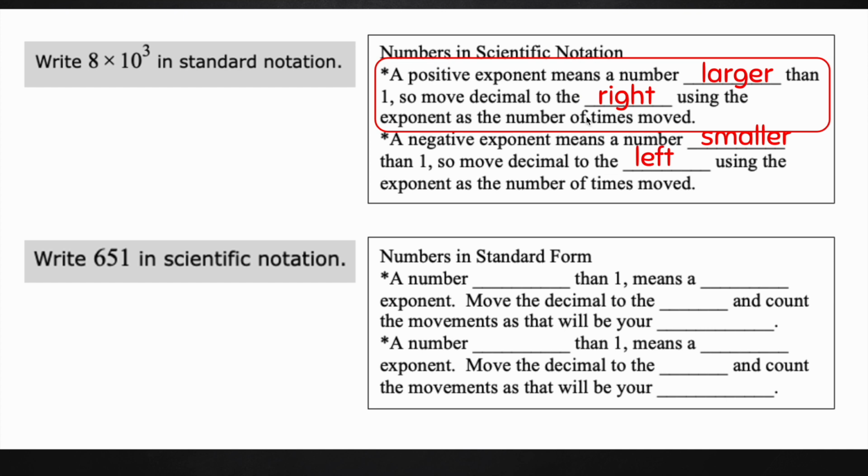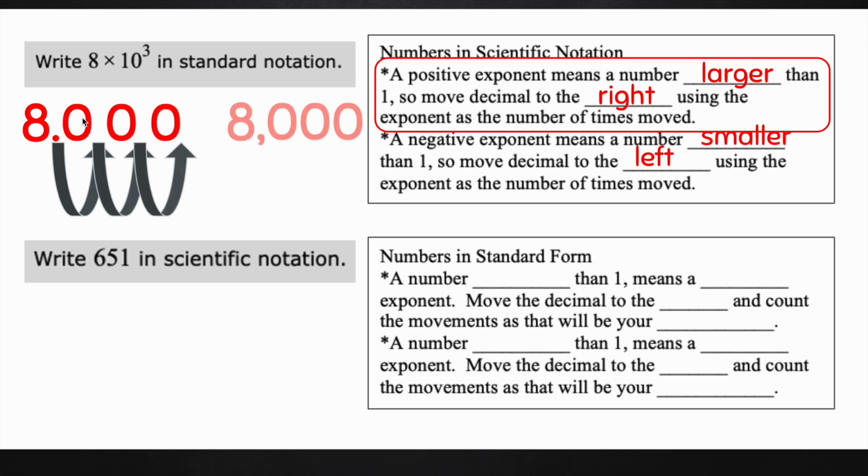Since we have a positive exponent, we're going to do this first one. I'm going to take that 8, and here's my decimal point, right? It's right after the number. And I'm going to move it 3 times to the right. 1, 2, 3. Now I have to fill in those spaces with zeros and make sure that decimal is no longer there. We moved it over here. But I do want to put that 1,000 separator in there so that I have my standard format.